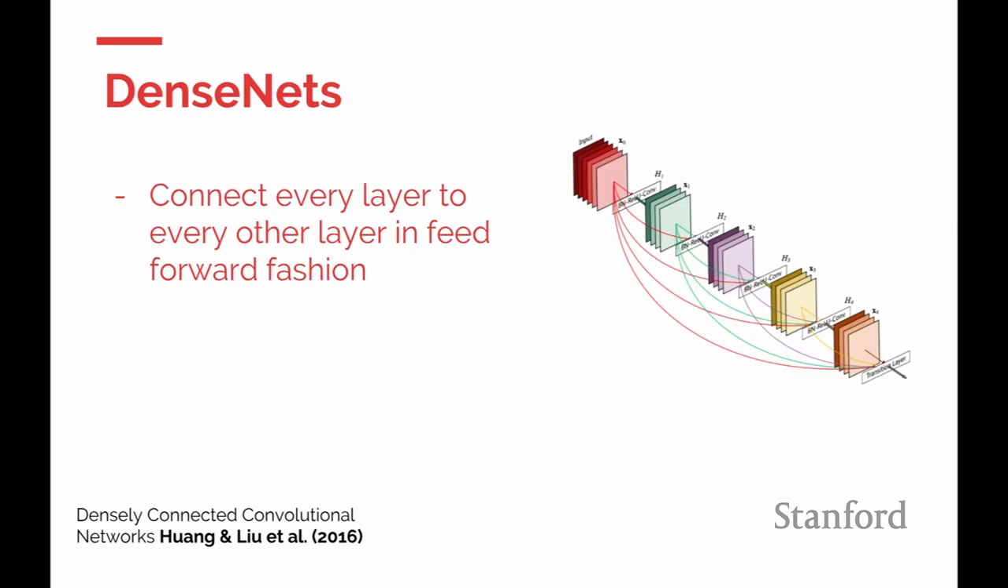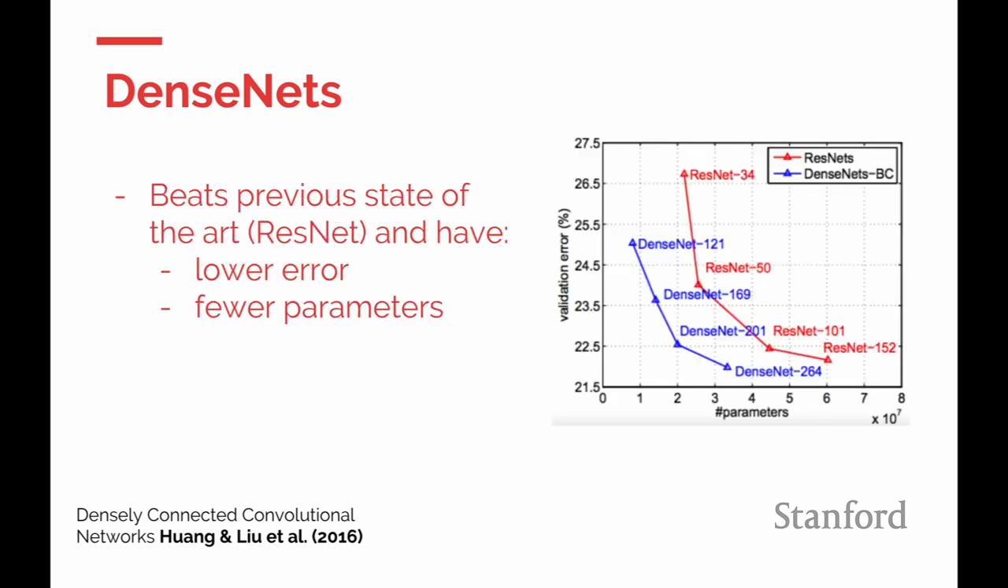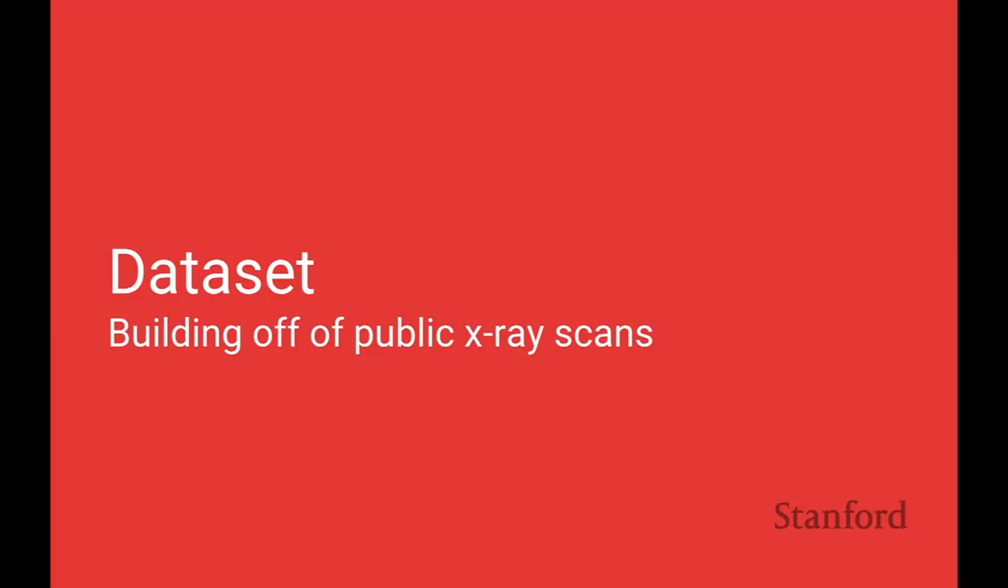Okay, so we looked at shortcut connections earlier, and DenseNets had this idea to take shortcut connections to the extreme. It says, what happens if we connect every layer to every other layer instead of having just one shortcut, which is what ResNet had. And DenseNet beat the previous state of the art and has generally lower error and fewer parameters on the ImageNet challenge. So that's what we used.